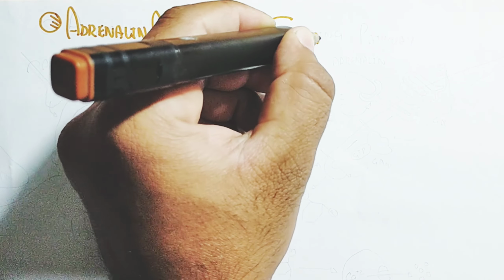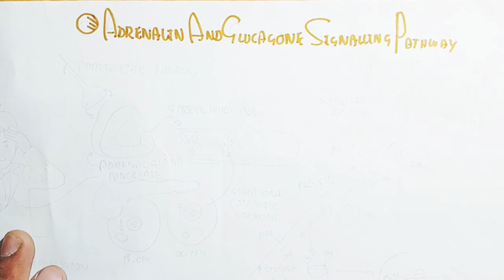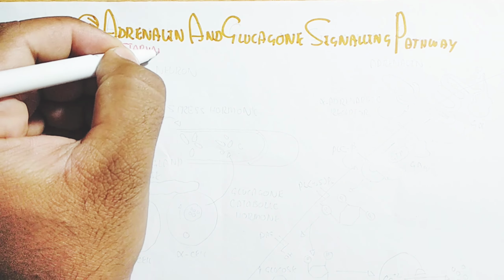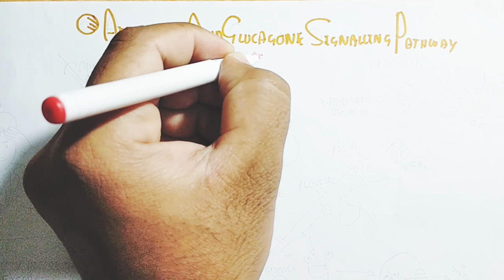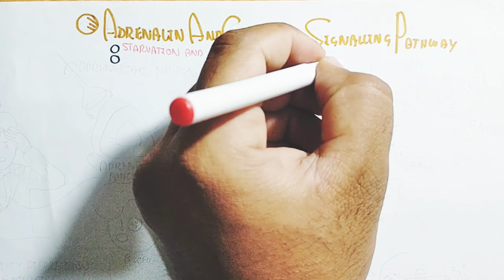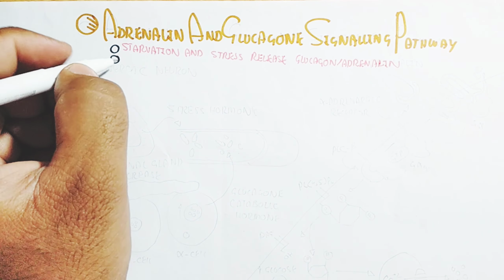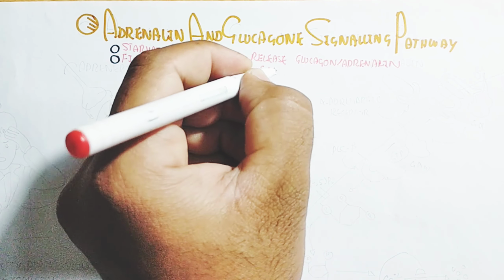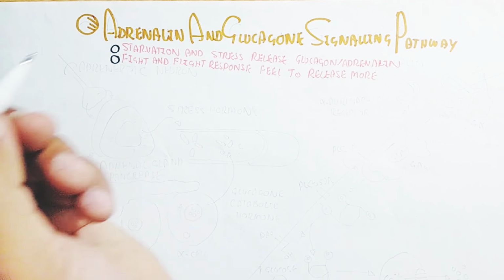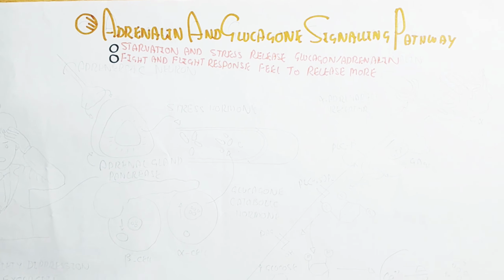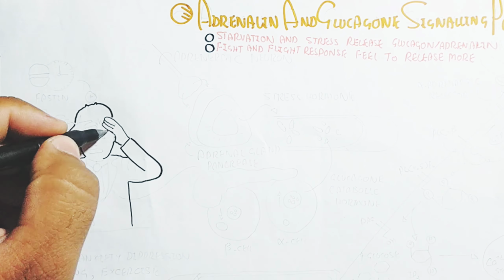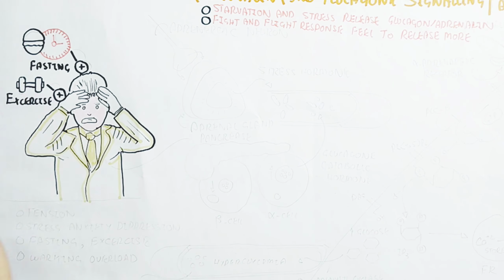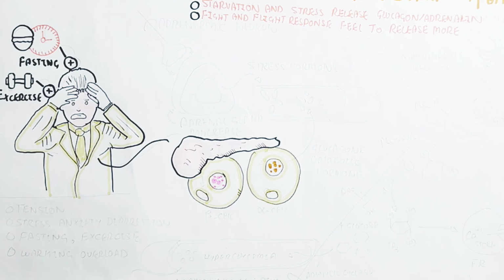So basically, both are similar, one hydrophilic while the other lipophobic. So basically, the function is also different. Adrenaline and glucagon will be released in response to starvation and stress. Stress basically stimulates the release of glucagon and adrenaline. The fight and flight response releases more. Fight and flight means sympathetic nervous system activation. Both have catabolic action. For example, fasting will trigger catabolic processes, and exercise also.